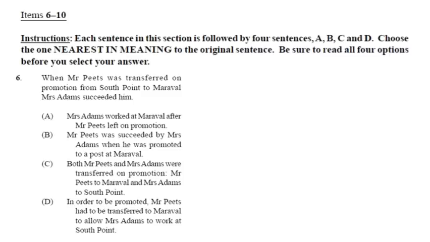Items 6 to 10. Instructions. Each sentence in this section is followed by 4 sentences, A, B, C, and D. Choose the one nearest in meaning to the original sentence. Be sure to read all 4 options before you select your answer.